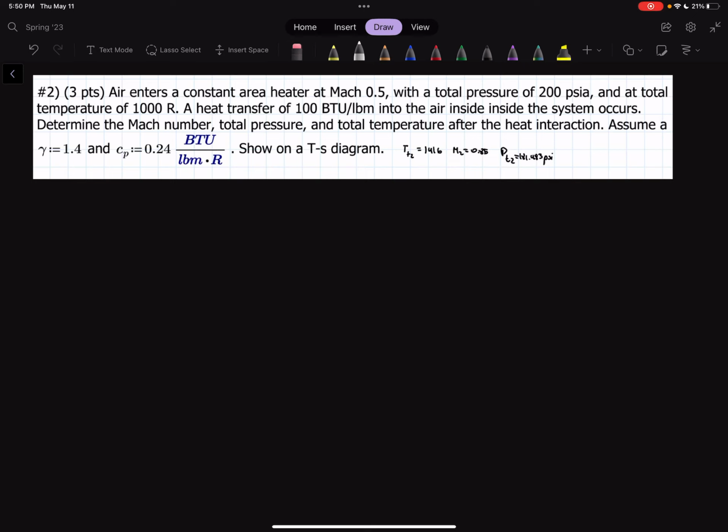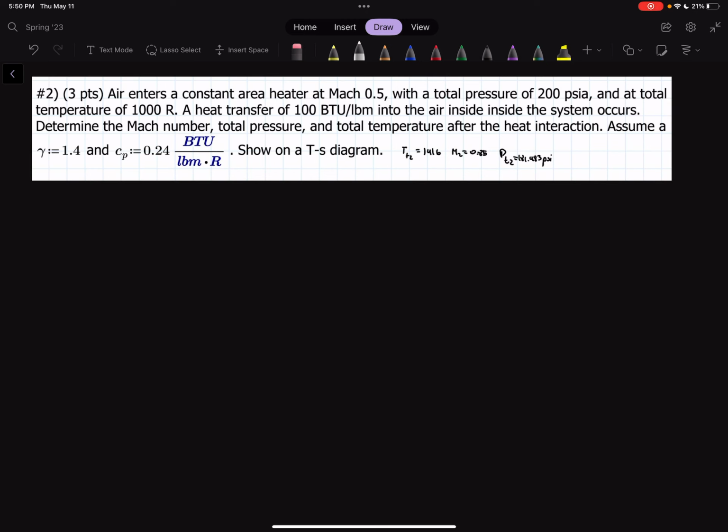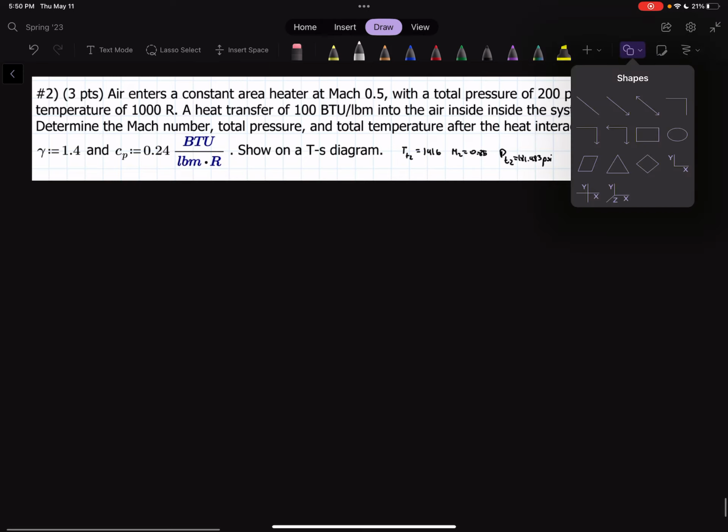Ratio of specific heats, and CP. I remember there's a CP and a CV, but I can't think of the word right now. Shown on a TS diagram. This is going to be CP because there is mass flow. So let's draw something about it.